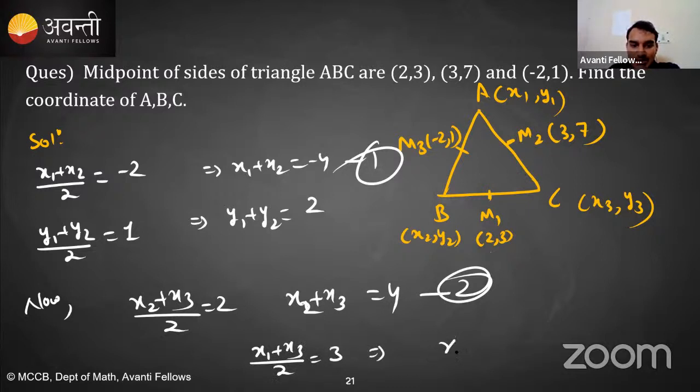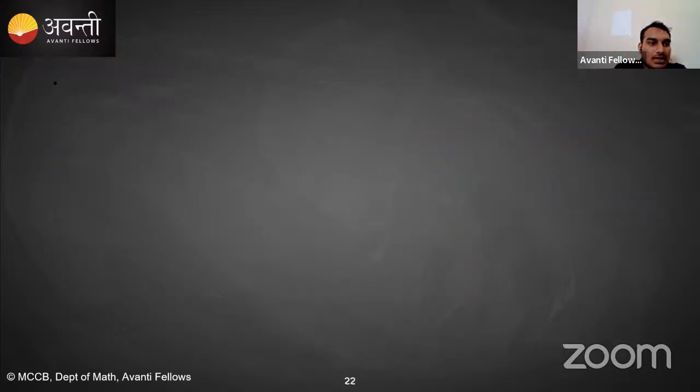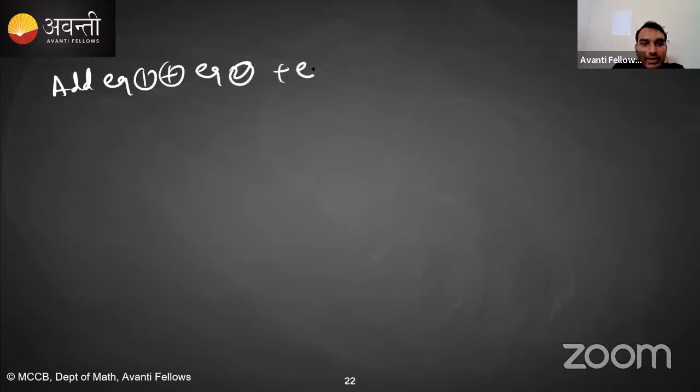So it implies x1 plus x3 is 6. Let's call this equation 3. Now you have to find x1, x2, x3. You have 3 equations and 3 unknowns, which is quite easy to find, right? So what I do is add equations 1, 2 and 3.